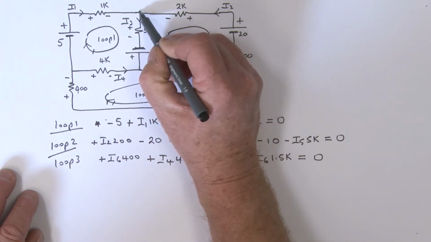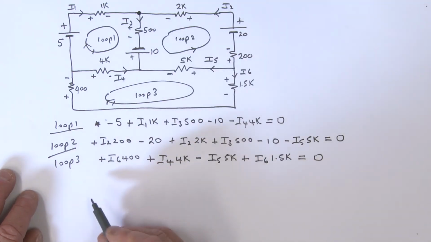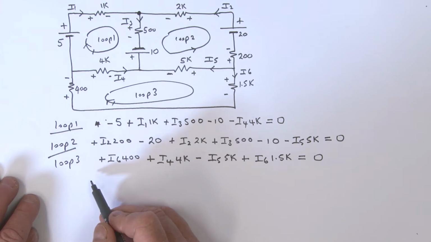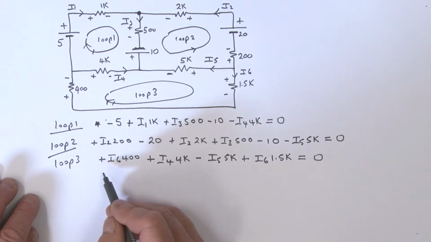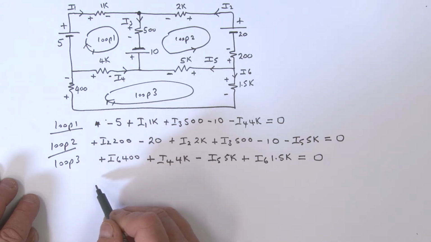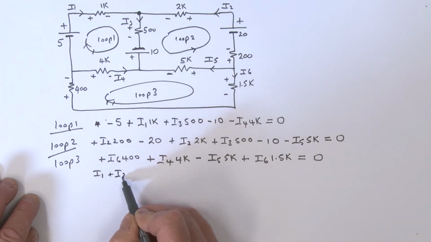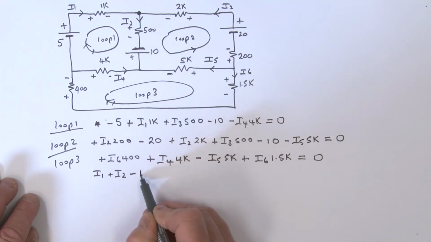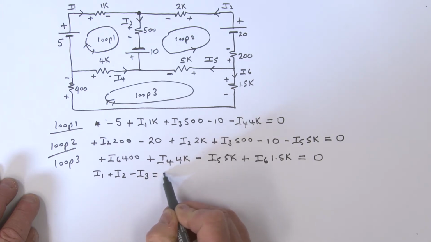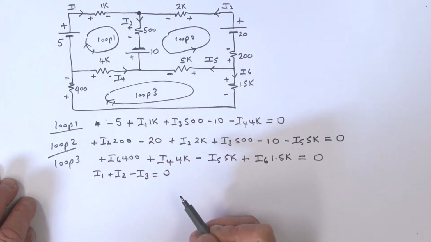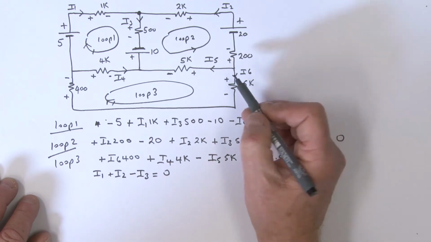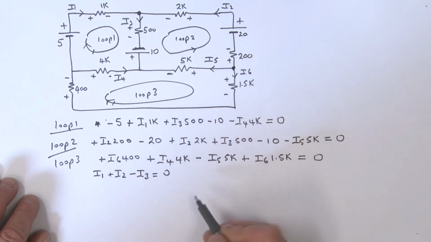Now I can start with this node over here. I'm simply summing currents into that node. So let's see what's going in, what's coming out. If it's going in, we're going to call it positive. If it's going out, we're going to call it minus. So we've got I1 going in. I've got I2 going in, so that's plus an I2. I3 going out, so it's a minus I3, and all of that is equal to 0. That's one node equation.